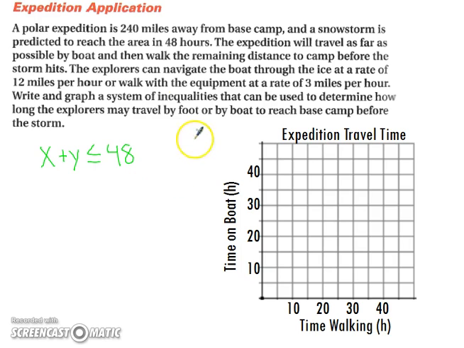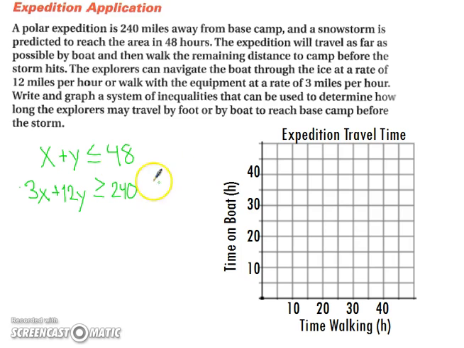And now we place in the rest of it. So you can walk 3 miles per hour, and you can travel by boat at 12 miles an hour. And your distance is going to be greater than or equal to 240 miles.